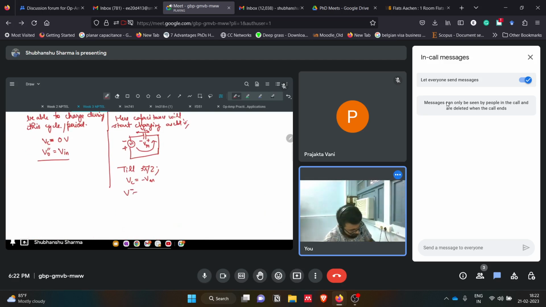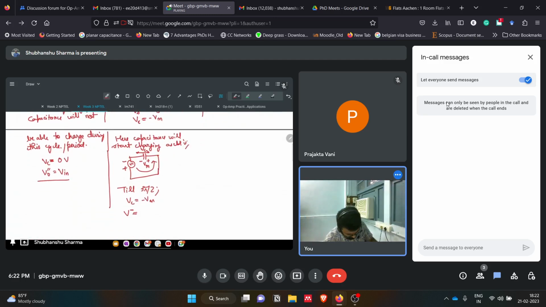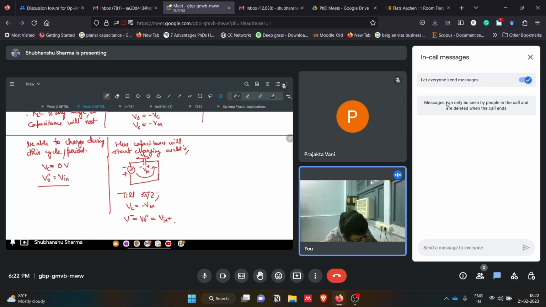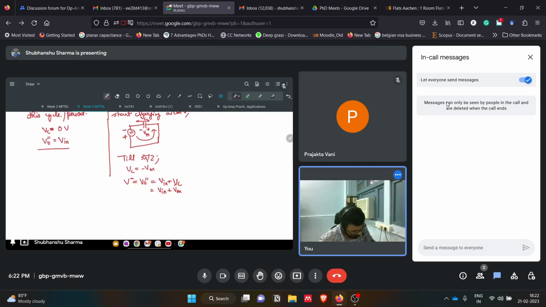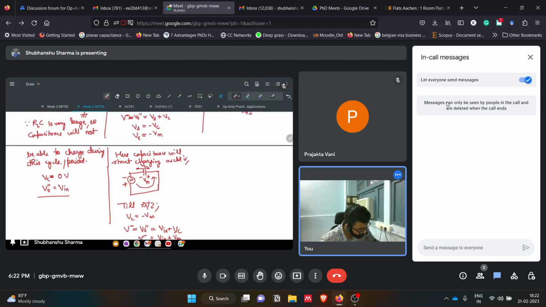Now V negative, the inverting side of the terminal, or we can say V naught double prime, is equal to V in plus Vm, since the capacitor got this Vm. Now this is Vc, so it will be V in plus Vm. So now when this V minus becomes V in plus Vm, then what will happen?